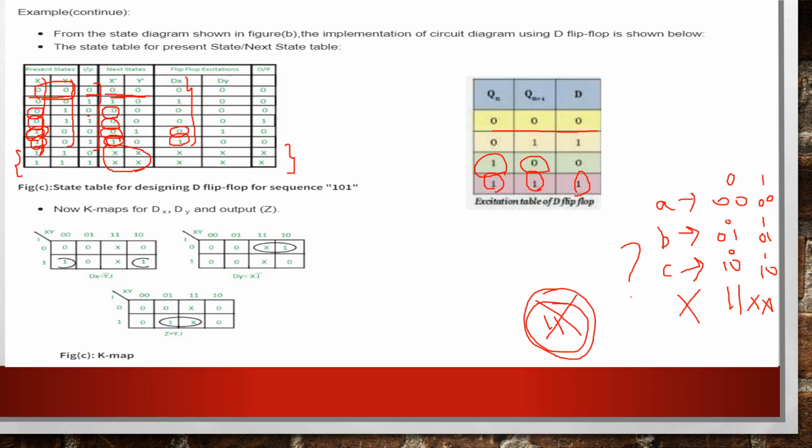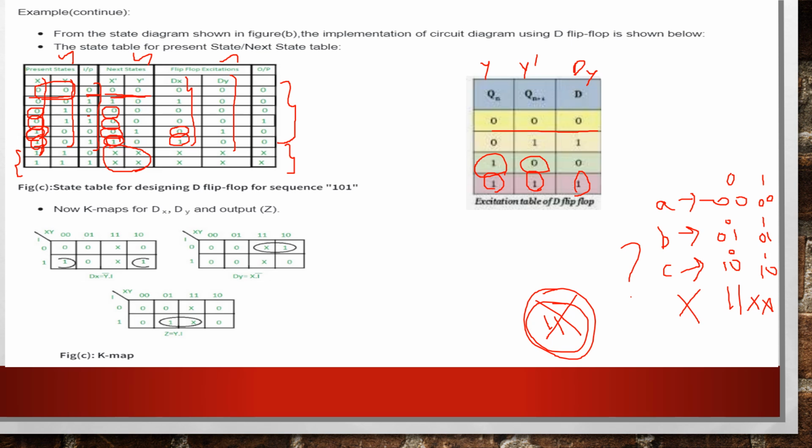Likewise, the table data for dy has to be filled by taking into account the present state y value and the next state y dash value for finding out dy. For y and y dash, dy can be found out and the table can be filled. The corresponding outputs during the state transition are given in the state diagram; they are to be found from there and filled here.